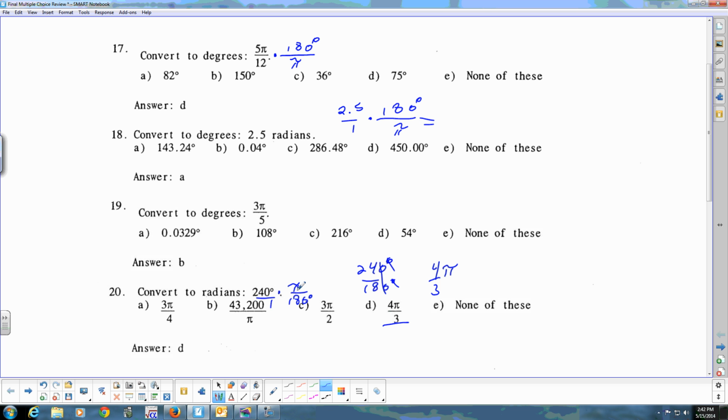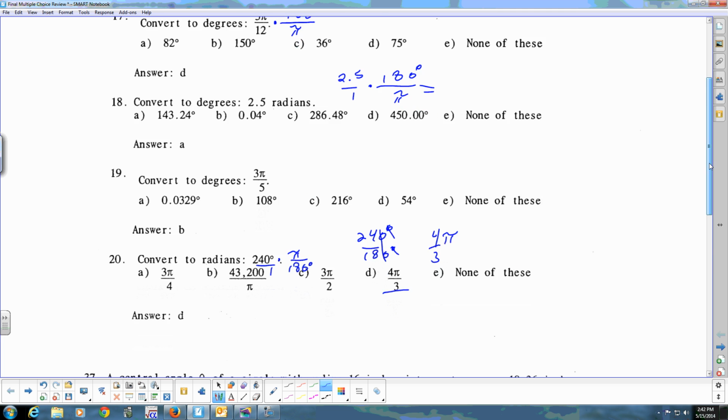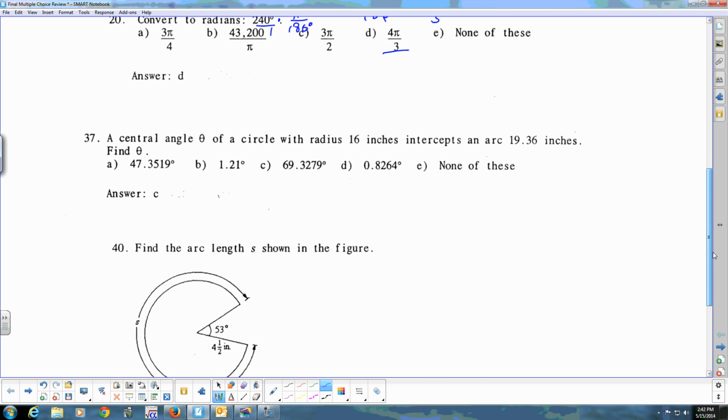You can do all that right on your calculator. Just go 240 divided by 180. Math. Enter. Enter. And it gives you 4/3. But I think you guys are more capable than just type it in your calculator.